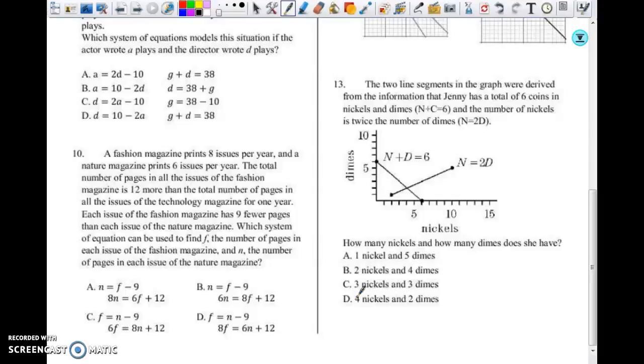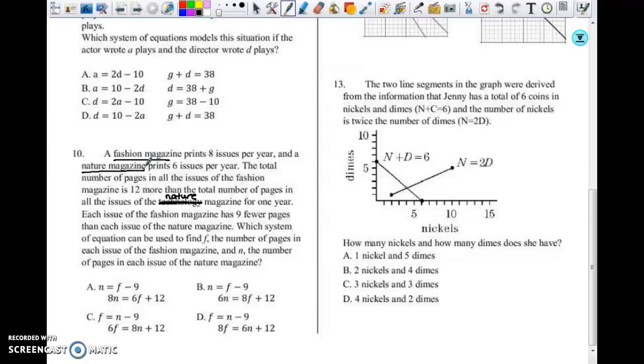There is one typo again. Sorry, guys. The word here should not be the word technology. It should be nature. So we are talking about a fashion magazine and a nature magazine. So that should be nature, not technology. I'm so sorry for all the typos. We try to get this related to you, like your test, and just sometimes we make mistakes.